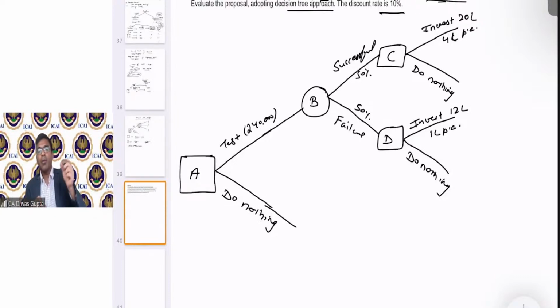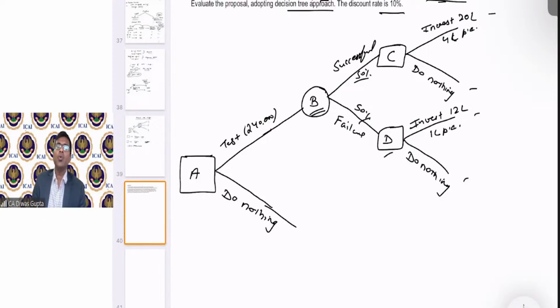So wherever the probability is given, before that there will be a chance node. So see, there is no probability here, right? So that is why there is a decision node. But just before this probability, there is a chance node. You're getting that correlation, students? Okay. So this is a decision tree.